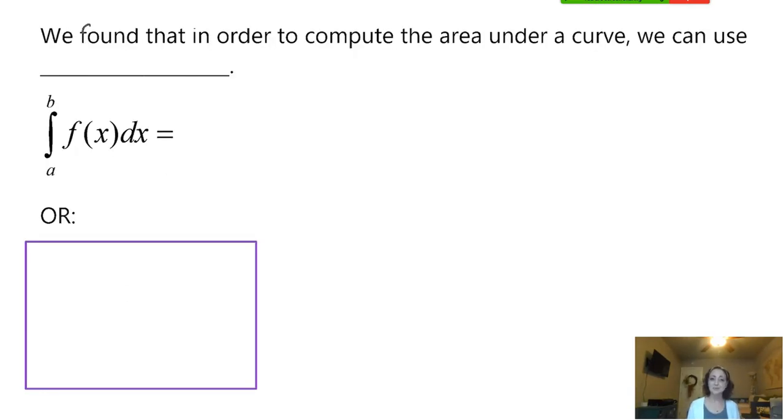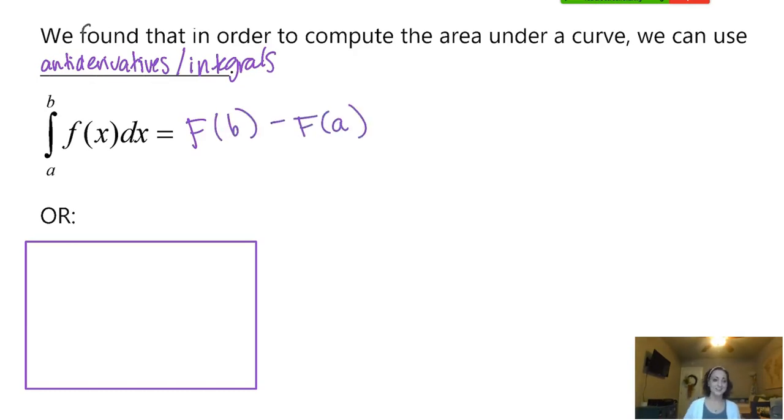Alright, so last time we found that in order to compute the area under the curve, we can use antiderivatives, also known as indefinite integrals. Go ahead and write that in your notes. If I want to evaluate the definite integral from a to b of f of x dx, in other words find the area under the curve, I can find an antiderivative, usually denoted capital F, evaluated at b minus capital F evaluated at a.